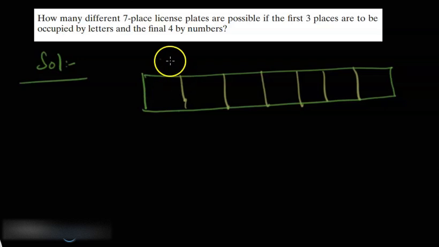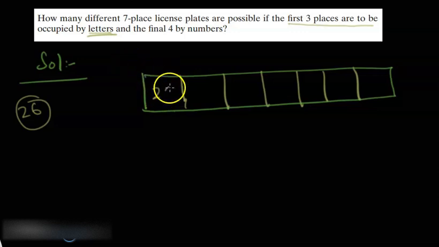So let's say filling this first place is our task 1. In how many ways can I perform this task? It says that the first 3 places are to be occupied by letters. So how many total letters are there? There are 26 letters in the English alphabet. So out of 26, 1 can appear here. So there are 26 possible outcomes for this. Similarly, 26 here, similarly 26 here. So this was task 1, this was task 2, this was task 3.